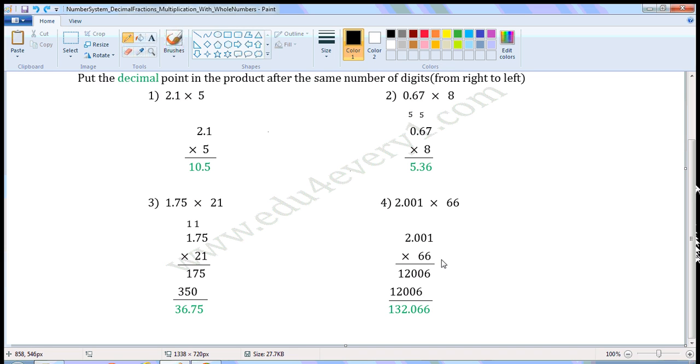Now count the number of decimal places, 1, 2, 3. So move to the right corner of the result and count 3 places, 1, 2, 3. So put the decimal point here, that is, we have to put the decimal point before 0. So it becomes 132.066. 2.001 into 66 is 132.066.